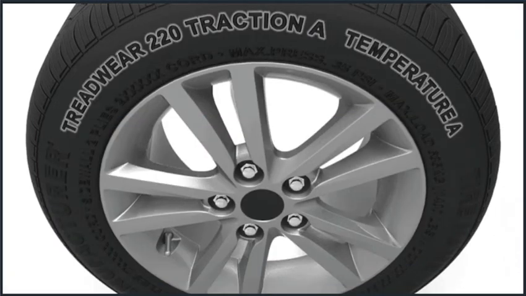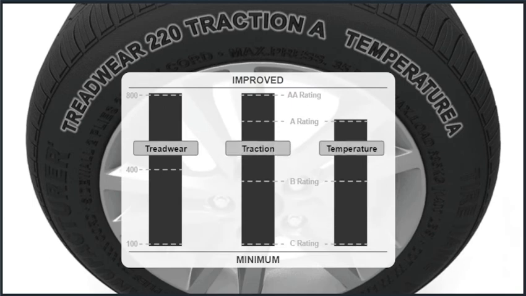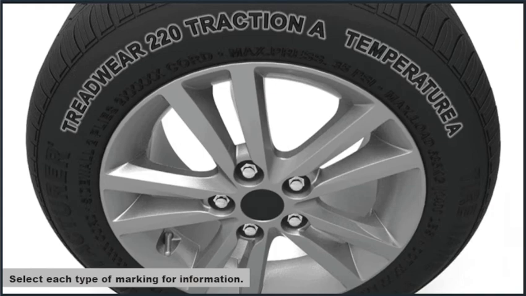Each tire manufacturer performs its own tests in these areas following federally mandated test procedures. Each manufacturer then assigns, grades, and brands them on the tire. UTQG ratings are required for passenger tires, but not for light truck or winter tires. Select each type of marking for information.